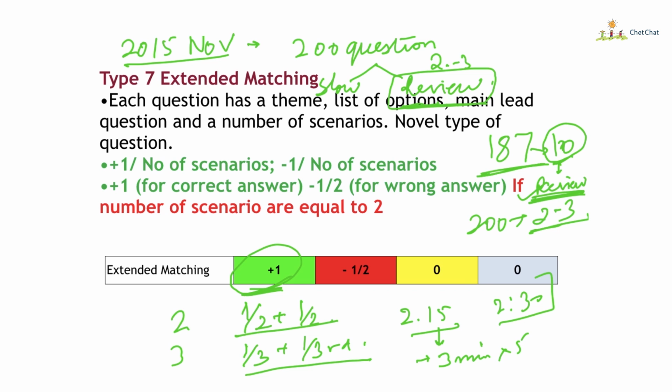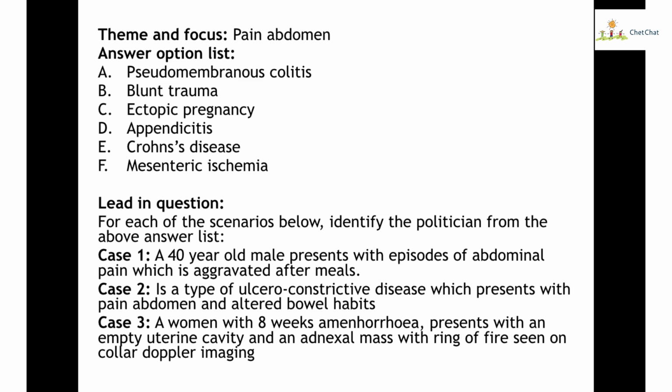You will try to hurry up because you will feel there are 3-4 questions, but what you will remember is that there is only +1 for each theme. So if you have to see a question, theme and focus, say pain abdomen, you have an answer option list: infective cause, blunt trauma, ectopic pregnancy, appendicitis, Crohn's disease, mesenteric ischemia. Don't try to read this, because anyways you will have to still go back and read those statements. First go to this. You've seen pain abdomen, you see that there are causes of pain abdomen.